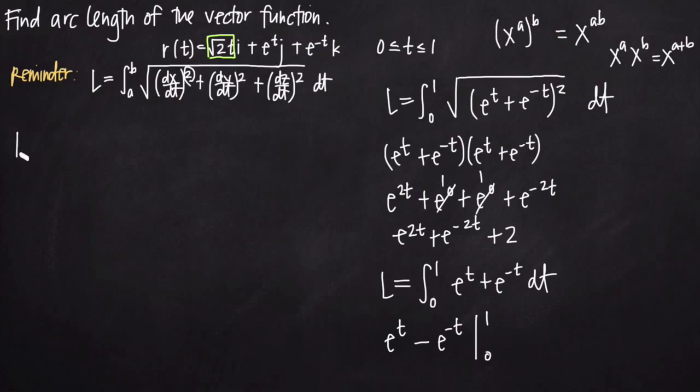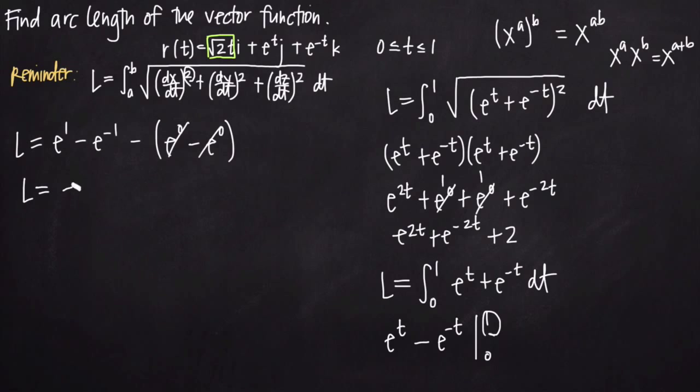So what we're going to get here is that the length is equal to, we're going to plug in our upper limit of integration first, 1. So we're going to get e to the 1 minus e to the negative 1. Then we'll subtract whatever we get when we plug in 0. So e to the 0 minus e to the negative 0, but negative 0 we don't need to write, we can just write 0. So there we go. E to the 0 minus e to the 0, obviously those are going to cancel. We're just going to get L is equal to e to the first power, so just e, minus e to the negative 1.